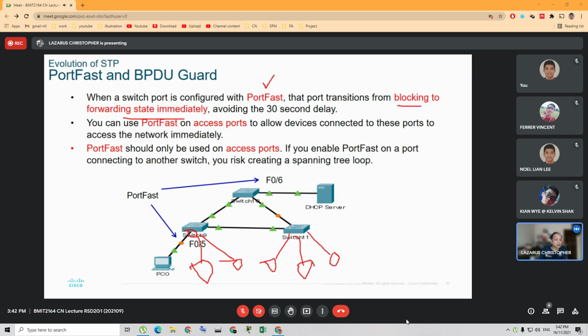Because there's no need, because this is an end device, it's not a switch, right? So port fast. Okay, so port fast, please don't use port fast on switch-to-switch ports, because they're supposed to be designated or root port or block port, and you will disrupt the STP calculation. It doesn't work anymore if you do that, because it bypasses all the listening, the converging, right? So when you do that, then you encounter this spanning tree loop.